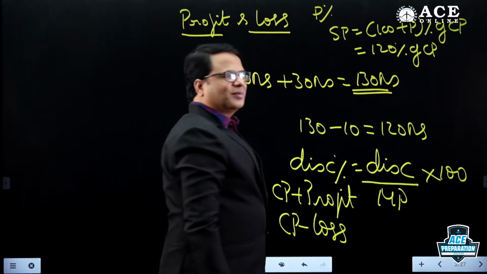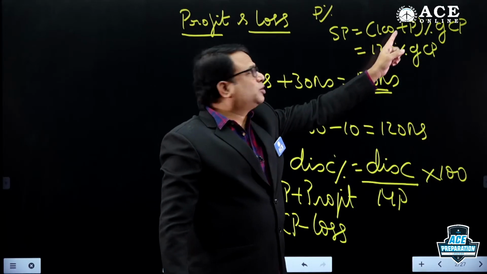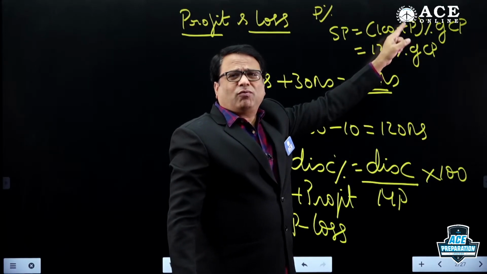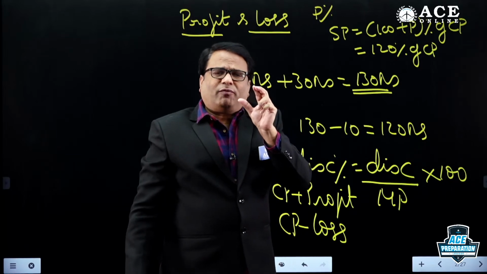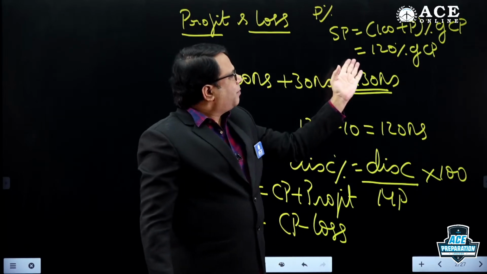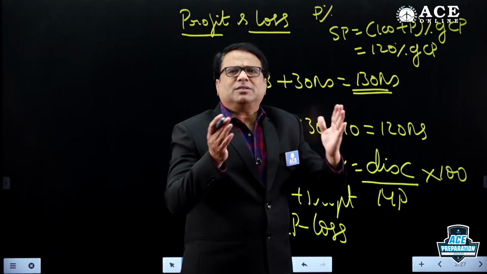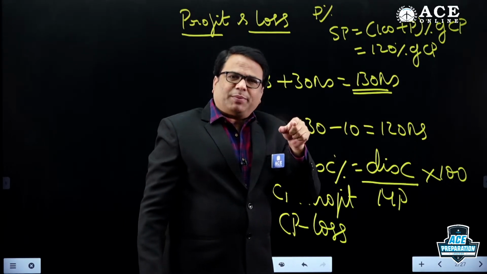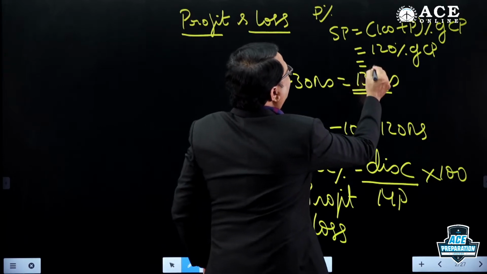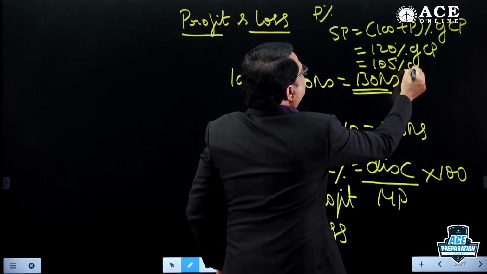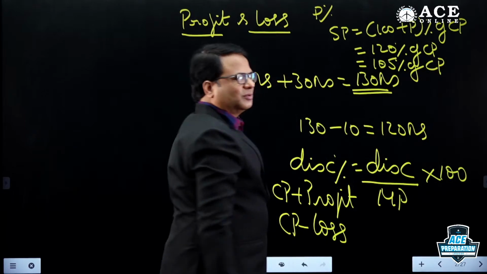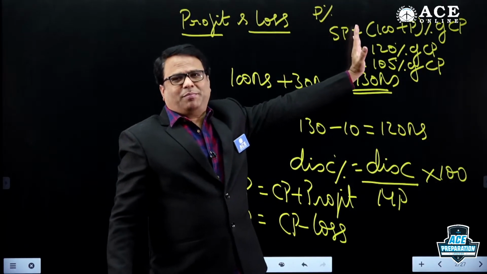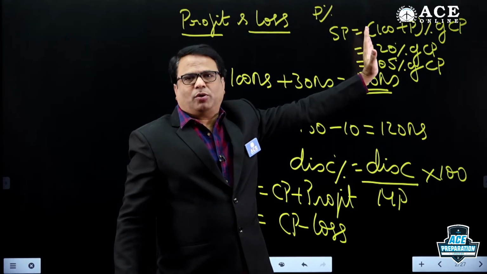100 plus profit is how much? 20. 100 plus 20, 120. So if there is a profit of 20%, selling price can be written as 120% of cost price. If there is a profit of 5%, then selling price can be written as 105% of cost price. So this you have to remember. It will help you a lot in solving the problems.